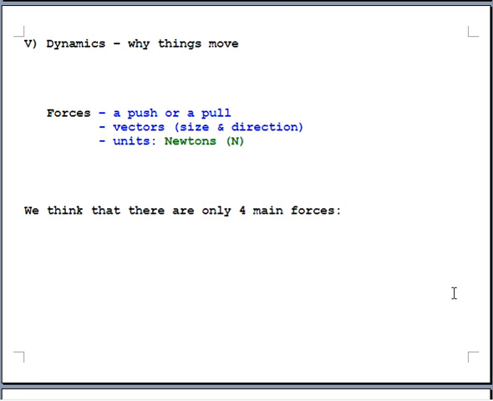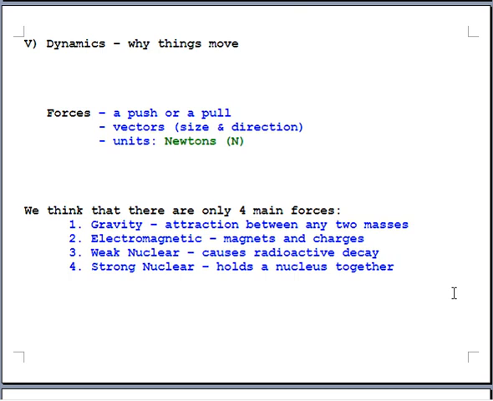There are only four main forces. You probably don't have to write this little note down. But just to give you an idea about some of the big umbrellas that cover the different forces in this universe, there's gravity, which we're going to look at today as the attraction between any two masses. Electromagnetic forces exist between charged particles or magnets. Friction actually fits in there. We'll look at that in the next lesson.